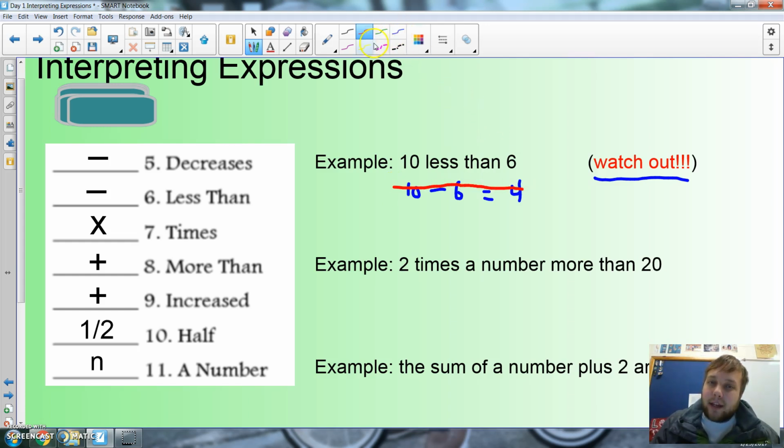Whenever you hear less than, it's like your ugly stepsister. Don't do it. Don't talk to her. She's going to get you in trouble. So go 6 minus 10, because it's 10 less than 6. I'm starting off with 6, and then I'm minusing 10. And so the answer to that is negative 4, completely different than 4.